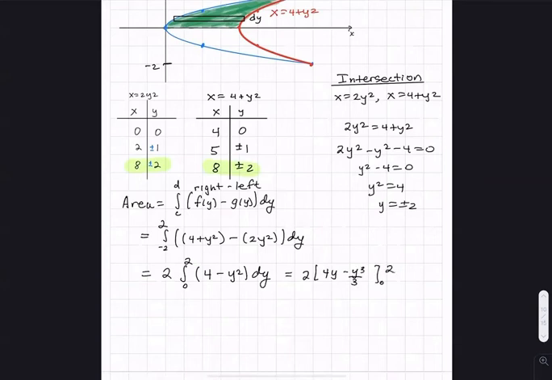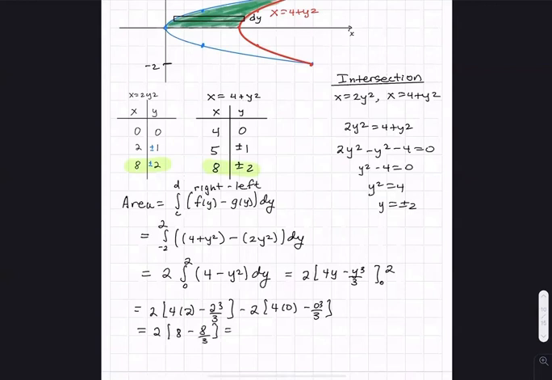See how easy it's going to be to put in 2, put in 0, everything's gone. It's gone. I don't even feel like I need to put that there. I'm trying to encourage you guys to show work, but I don't think I need to write that. So it's 8 minus 8/3. Is it that hard for us to see? I can factor out 8, and I get 1 minus 1/3. So I get 2 times 8 times 2/3.